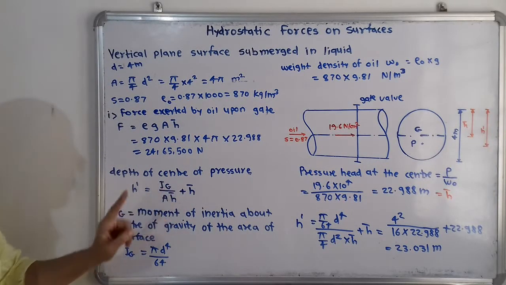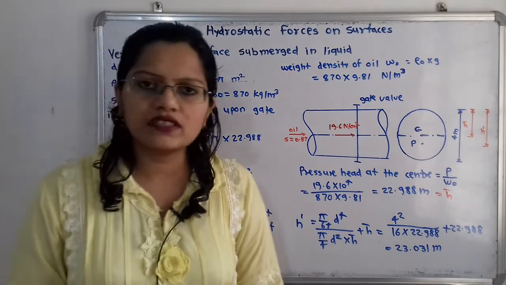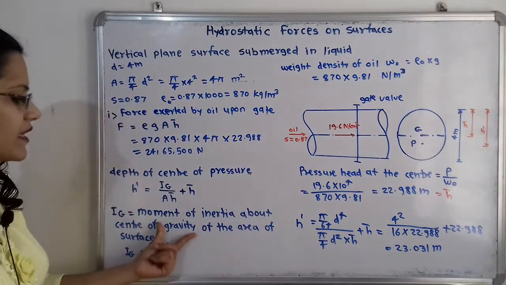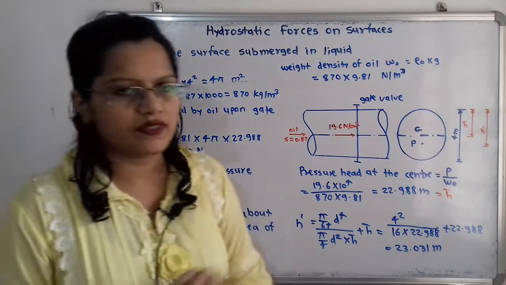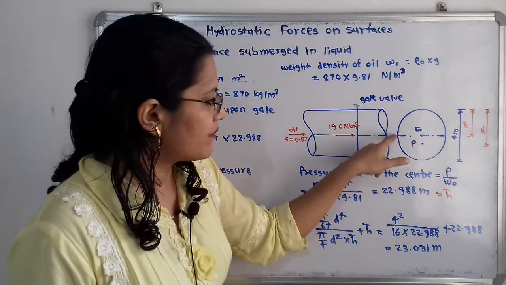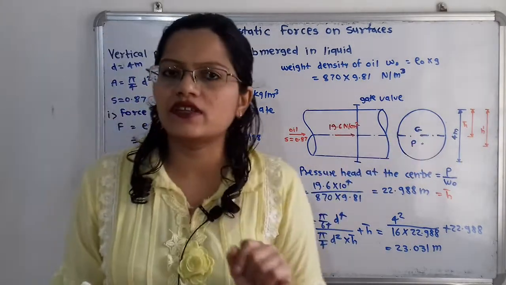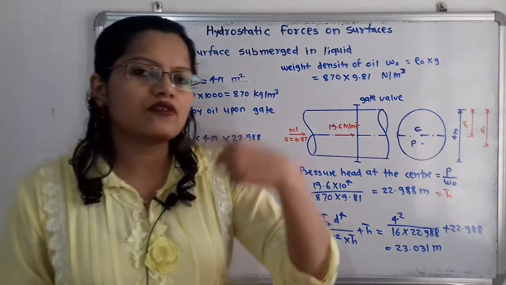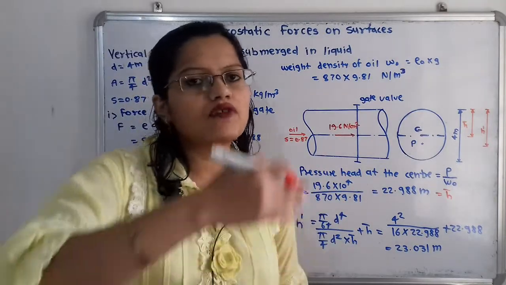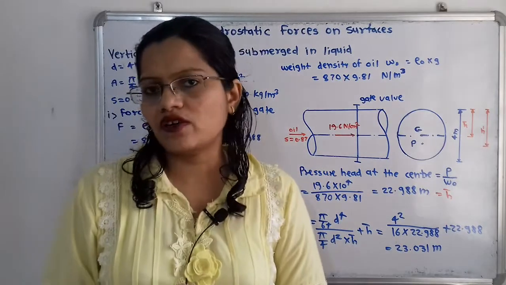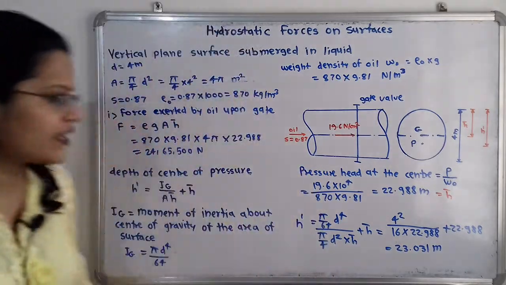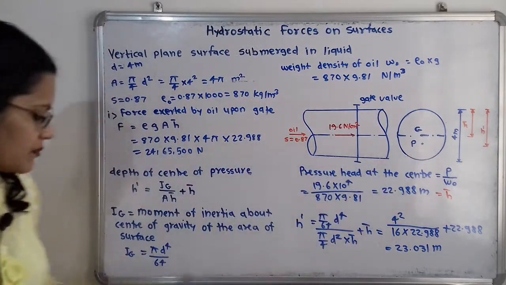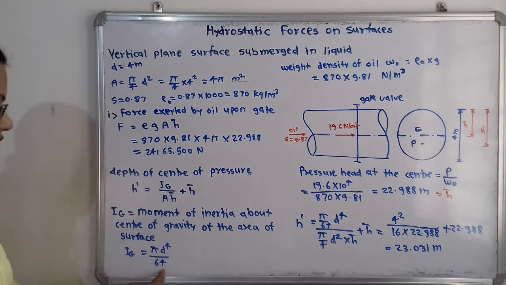So what is this Ig? That is the moment of inertia about the center of gravity of the area of the surface. Here is the center of gravity and this is the axis passing through the center of gravity. So we can calculate the moment of inertia about the axis passing through the center of gravity. And what is the formula here? For this circular shape, the formula is pi d raised to 4 by 64.